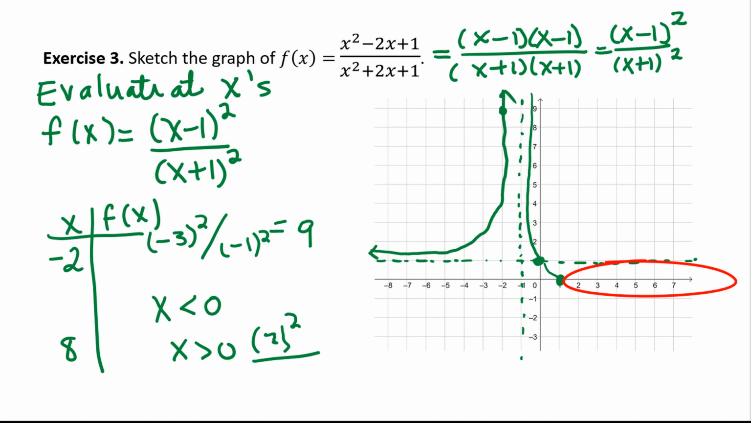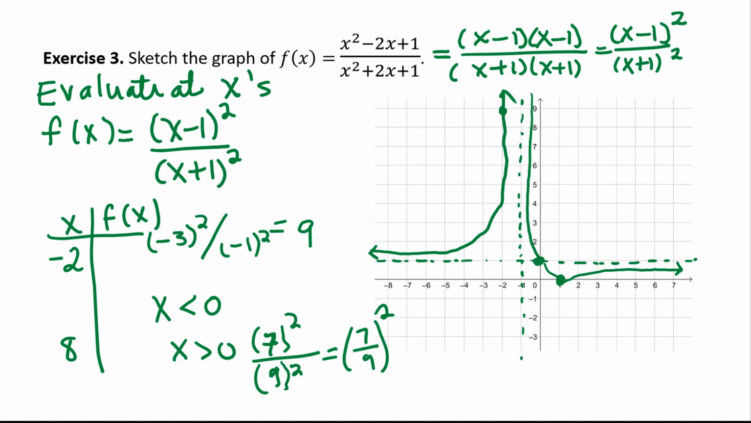divided by, this is supposed to look like 7, and 8 plus 1 is 9 squared. Guess what? Even if we don't compute this, you know that 7/9 is going to be less than 1. And if you square a number less than 1, it's going to still remain less than 1. So we understand that this graph will probably behave kind of like this, and that's the shape of our graph.